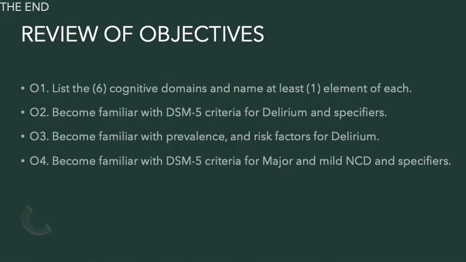Once again, the objectives of this presentation were: number 1, to list the 6 cognitive domains and name at least one element of each. Number 2, to become familiar with the DSM-5 criteria for delirium and specifiers. Number 3, to become familiar with prevalence and risk factors for delirium. And number 4, to become familiar with DSM-5 criteria for major and mild neurocognitive disorder and associated specifiers.